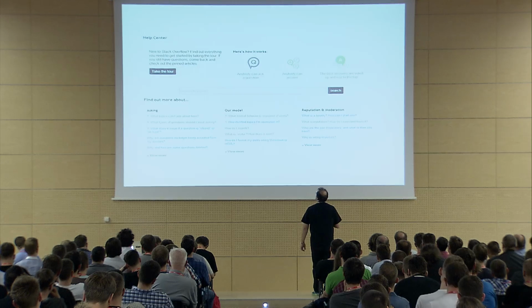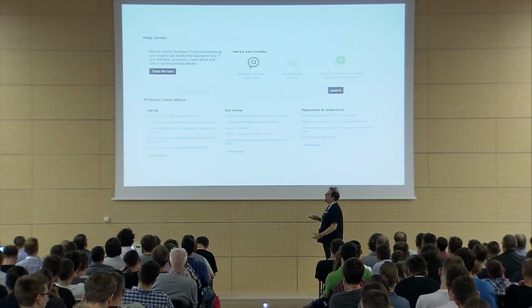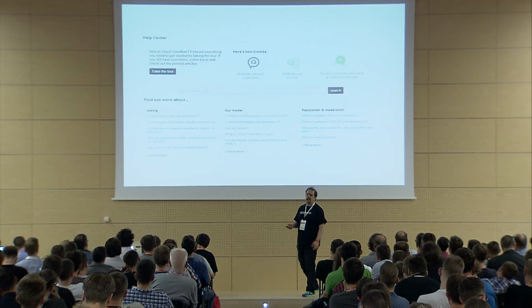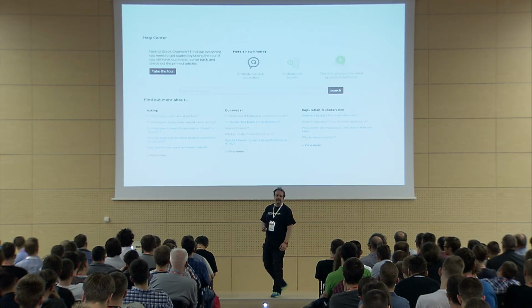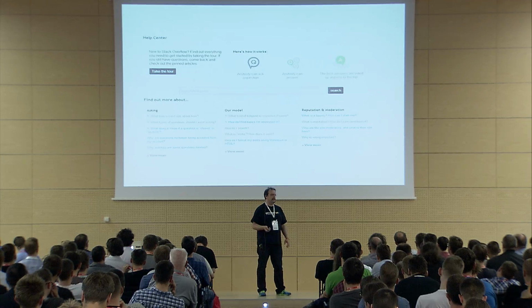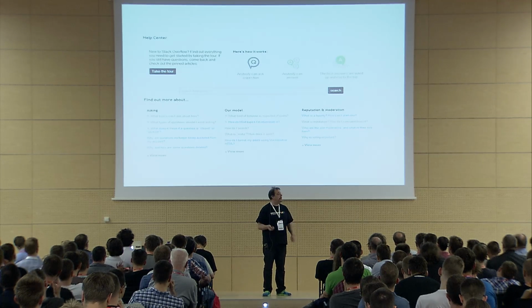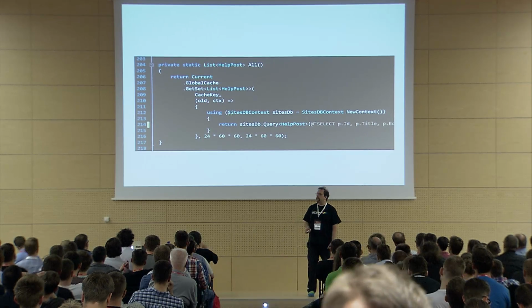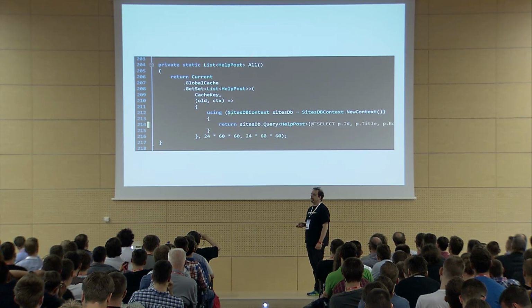So let me talk a bit about how caching works at Stack Overflow. So this is the Help Center. It's not a particularly known page, but it's like a CMS, right? So there are a lot of articles, and they explain how to use the site, and so on. So this is the code that actually fetches the articles. And as you can see, it's 10 lines of code. It's not more than that.